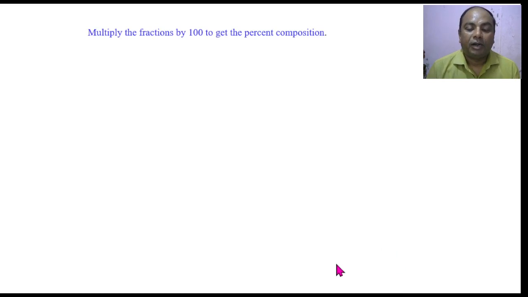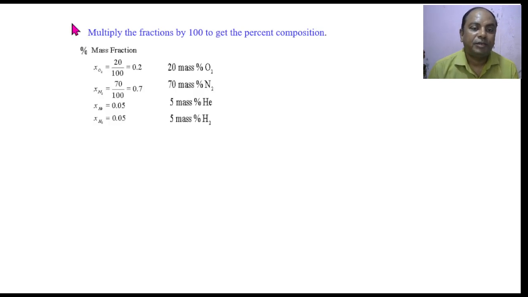Again, what we have been asked to find out is the percentage composition. Percentage mass fraction can be calculated by multiplying the fraction by 100. So what you would get is the percentage of that constituent, the percentage of an individual constituent in a stream.